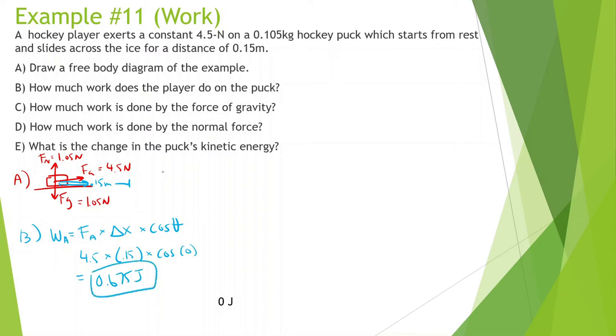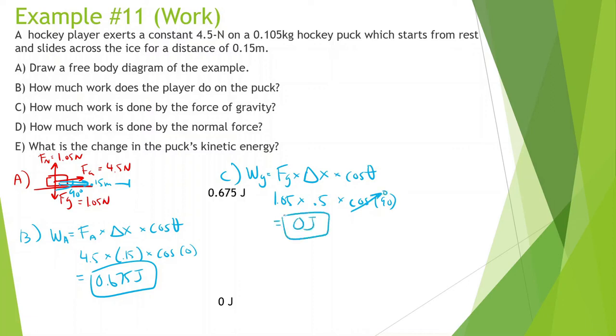That's the player. Part C, how much work is done by the force of gravity? We can see the force of gravity is straight down. So work of gravity is equal to force of gravity times displacement times cosine of theta. Force of gravity is 1.05. Displacement, again, 0.15. But now the tricky part is this theta. Force of gravity is going straight down and displacement is going to the right, so the angle is 90 degrees. Cosine of 90 is 0, so that makes this whole thing 0 joules. Gravity does 0 joules of work.